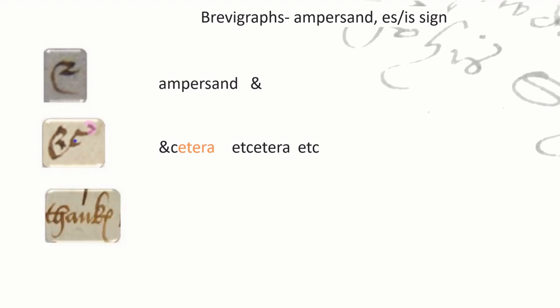Finally, we've got the ES or IS brevigraph. It is used at the end of the word to indicate the last letters are ES or IS. In this example, we've got the word thanks.